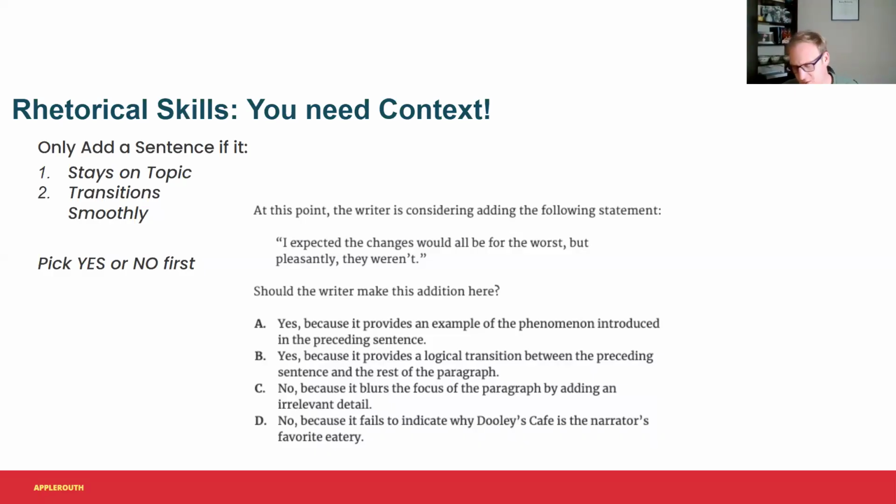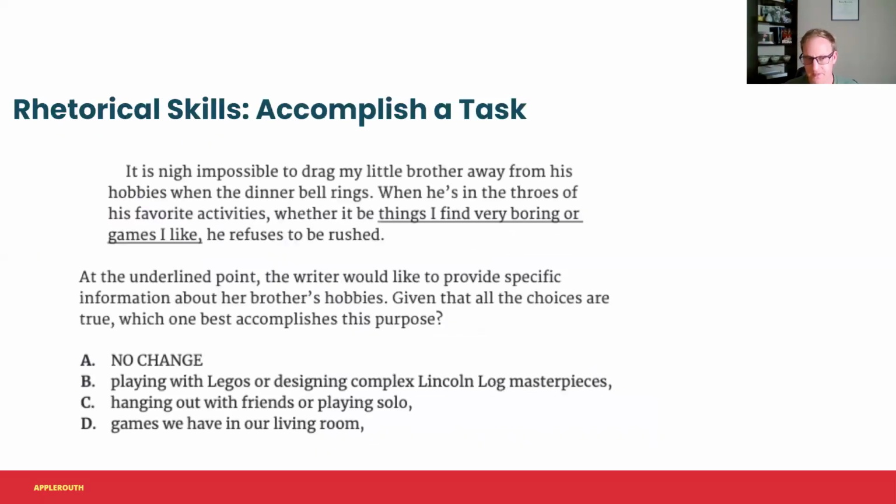So for a question here where they're asking, at this point, the writer is considering adding the following statement, you would have to look at the context, which you don't have here, and say, yes, this would be great. It kind of makes it flow, or oh no, it's better without. Once you decide the yes or no, the rest of these are usually pretty simple. So just understanding this is completely different from grammar, but also exists on English. Here's an example of one of those.